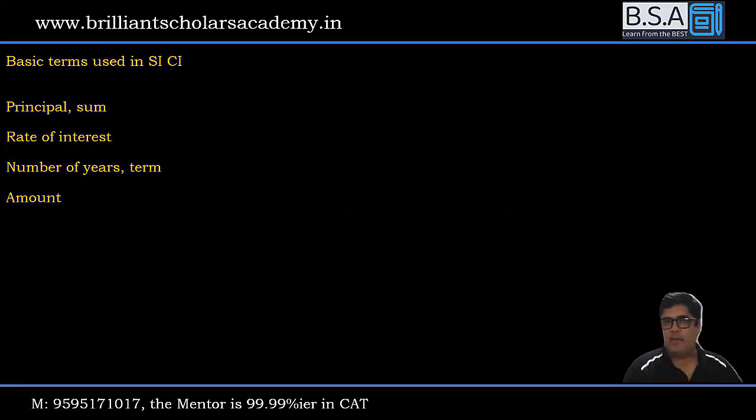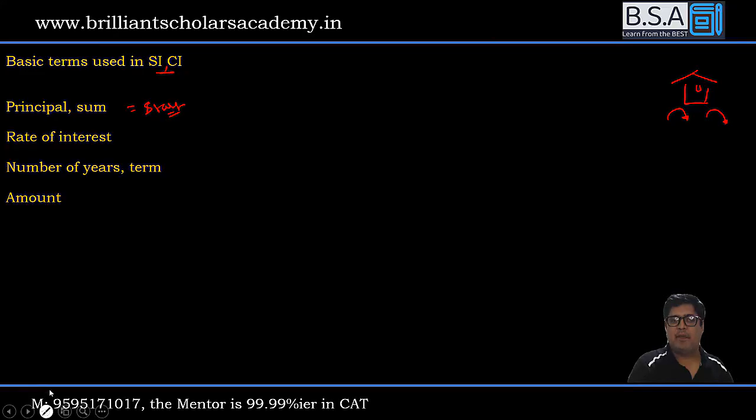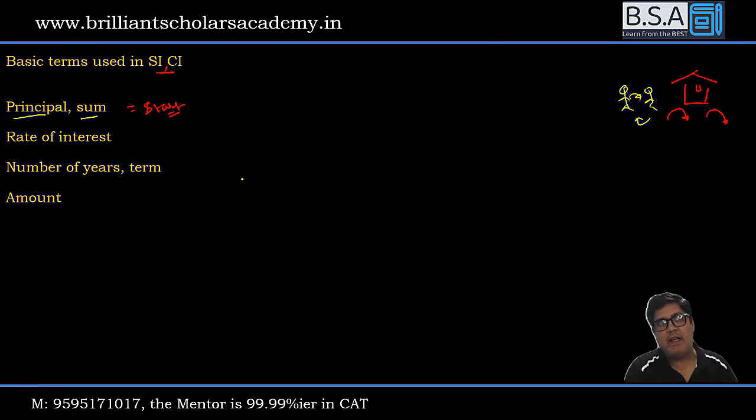What are the basic terms we use in simple interest and compound interest? When you go to a bank, whether you deposit money or you take away money, the money at the start is called the principal or sum. Even if you give money to a friend or you take money from them, the money at the beginning or at the start is called principal, or sum.